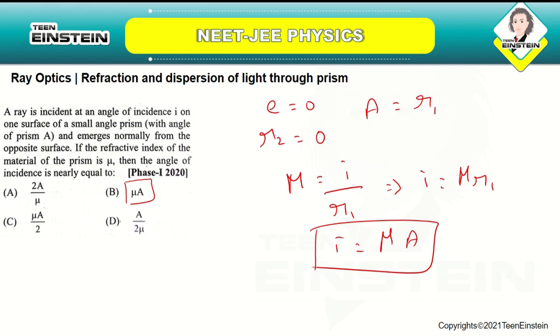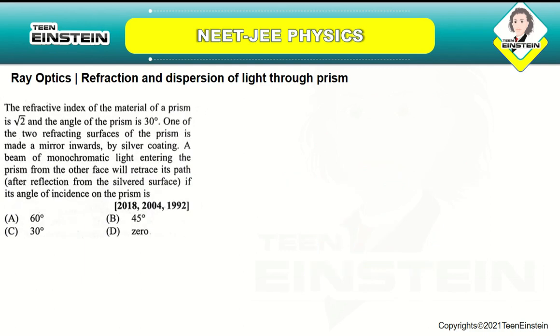So, angle of incidence will be equivalent to mu A. It is a very simple problem. Let us now see the next problem. The refractive index of the material of a prism is root 2 and the angle of the prism is 30 degree. One of the two reflecting surfaces of the prism is made a mirror inwards by silver coating. A beam of monochromatic light entering the prism from the other face will retrace its path after reflection from the silver surface if its angle of incidence on the prism is.